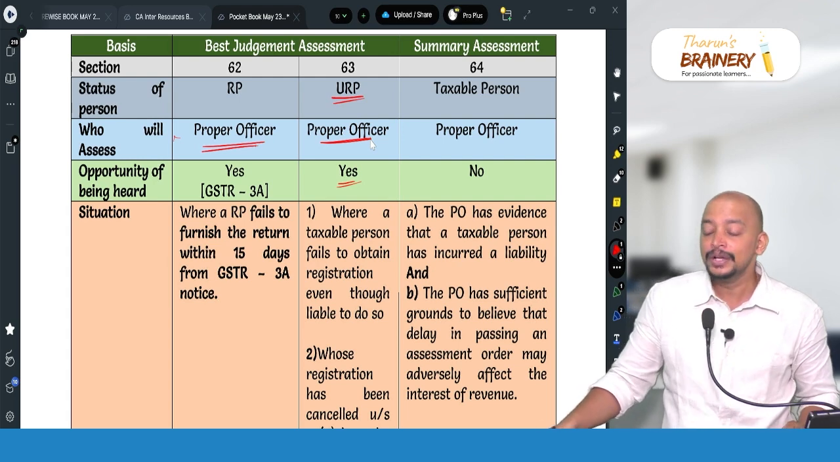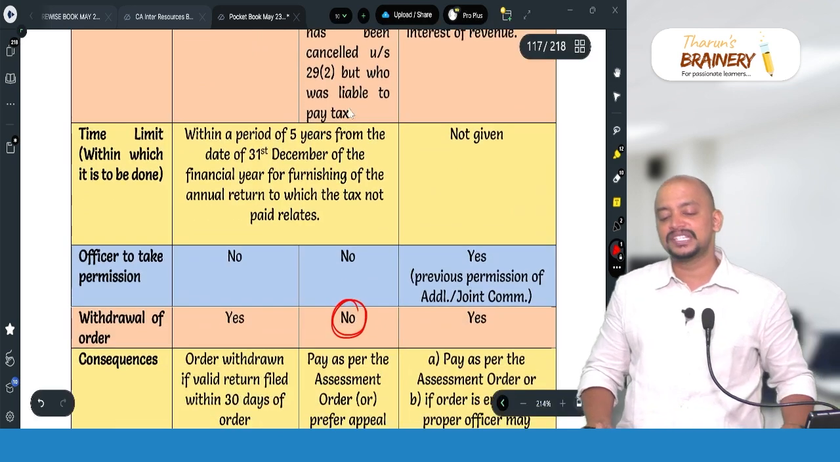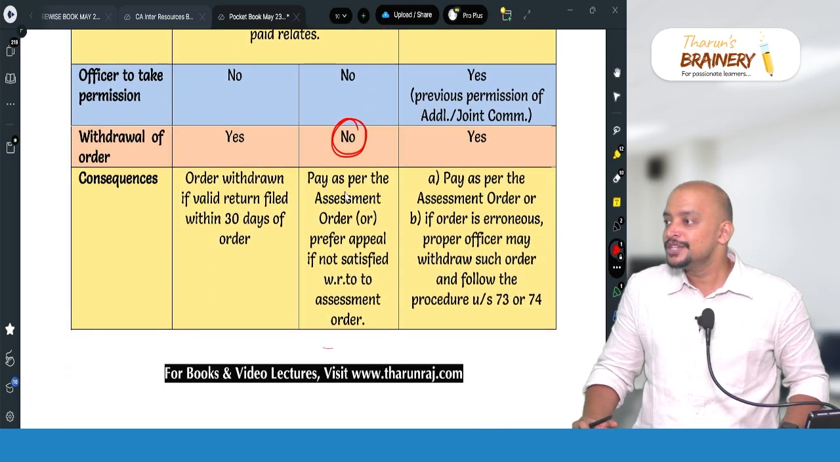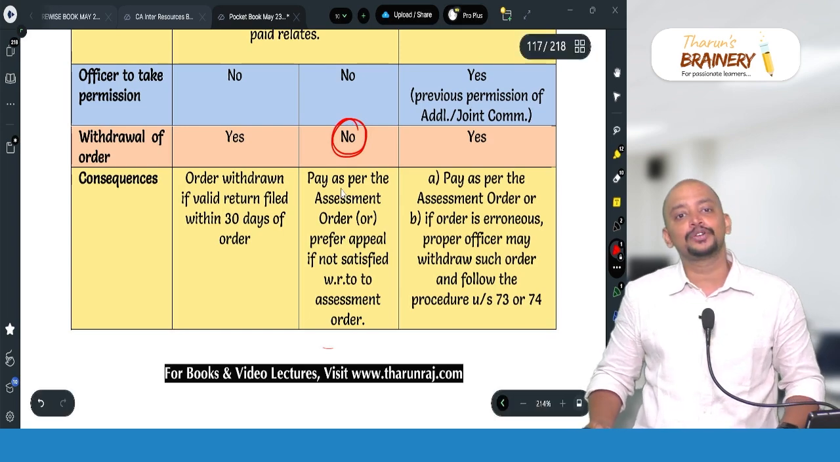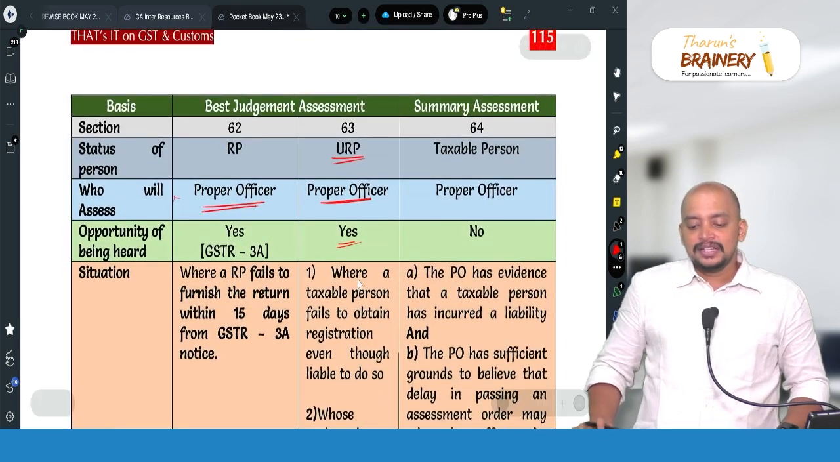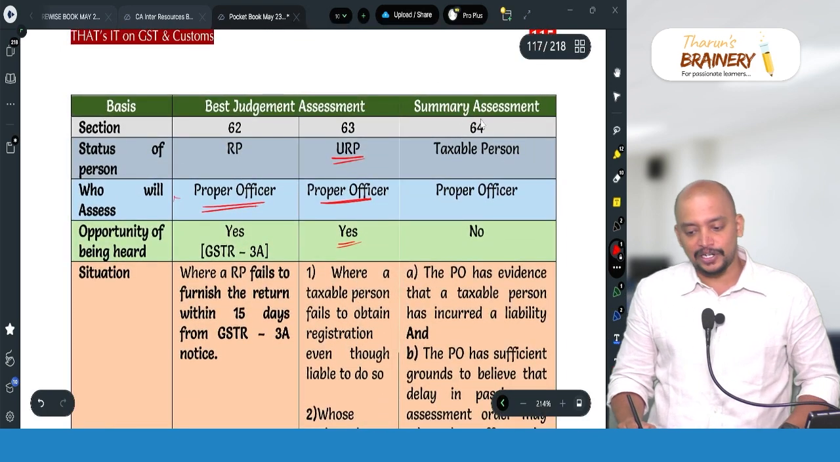And all he needs to know. But here, unfortunately, once the best judgment assessment order is passed, even if he files the return, there is no other go. So he needs to pay as per that assessment order only, or he can go for appeal. Then next one, section 64, summary assessment order.